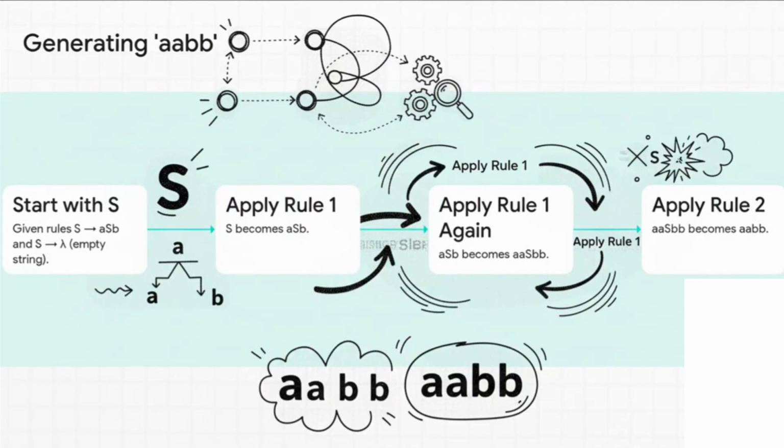Let's actually walk through one of these recipes. So, we've got two simple rules here. Rule 1 says we can swap the letter S for ASB. Rule 2 says we can swap S for, well, nothing. So, we start with S. Let's apply Rule 1, now we have ASB. We can apply Rule 1 again to that S in the middle, which gives us AASBB. To finish it up, we use Rule 2 to get rid of that last S. And there you have it. We just generated a valid string, AABB.